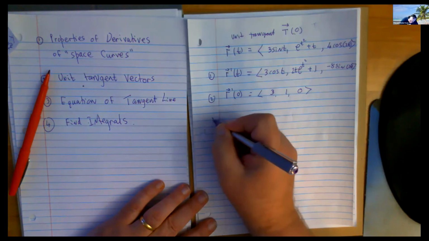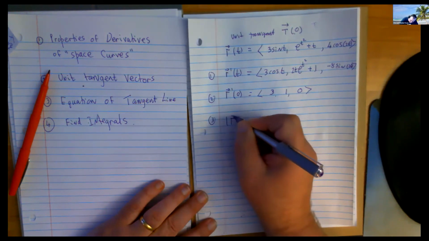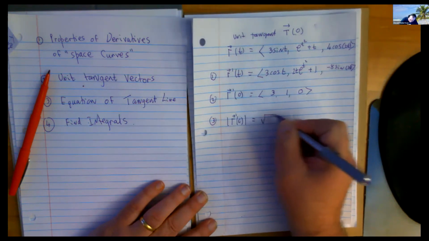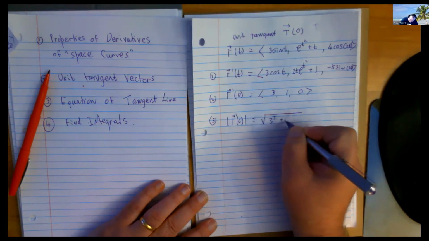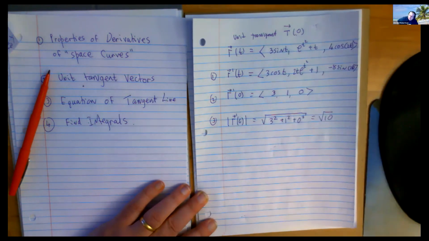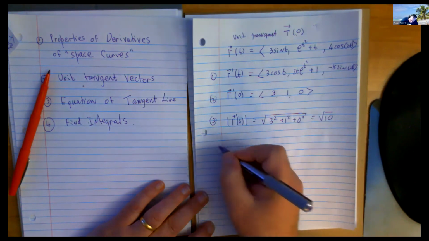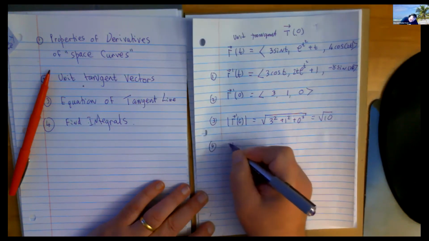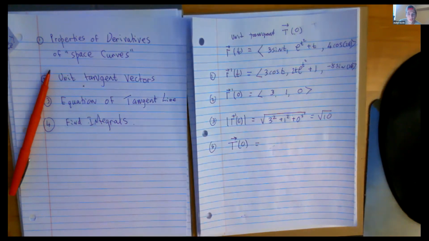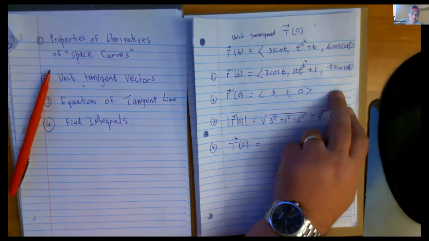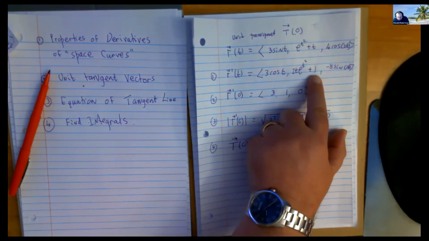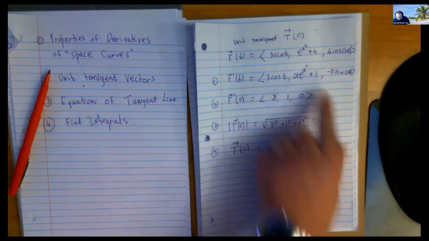And then in the third step I find the magnitude of this derivative, which is what? The square root of 10. And then I can get the unit tangent. Wouldn't the 2t e to the t squared be 0? Yeah, that would be 0, but plus 1 because of this extra term. Okay, good.